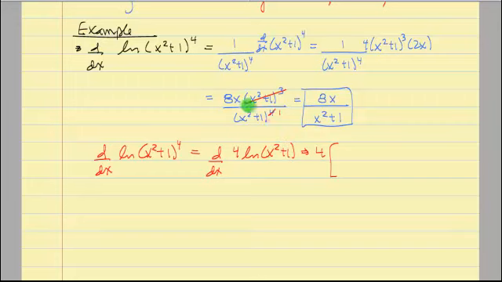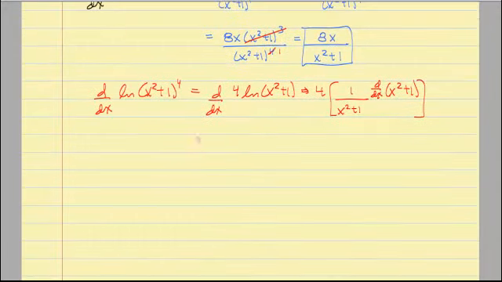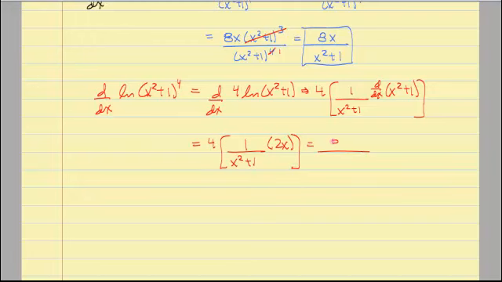now, my u is just x squared plus 1. It used to be x squared plus 1 to the 4th, now it's just x squared plus 1. So my derivative is 1 over u times the derivative of u. 1 over u, u prime. Then of course we can simplify. And the derivative of x squared is 2x. Combining like terms, I get 8x over x squared plus 1.